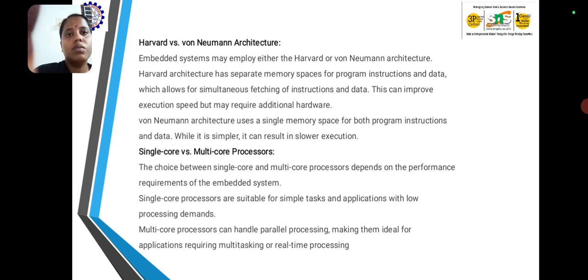Single core versus multi-core processor. The choice between single core and multi-core processor depends upon the performance requirement of the embedded system. Single core processors are suitable for simple tasks and applications with low processing demand. Multi-core processors can handle parallel processing, making them ideal for applications requiring multitasking or real-time processing.